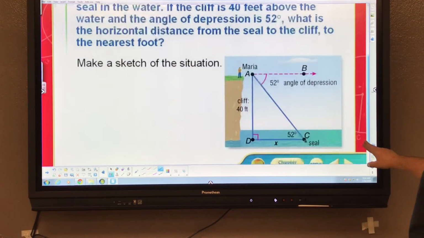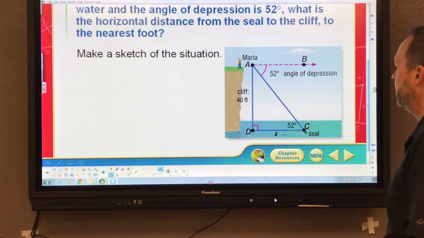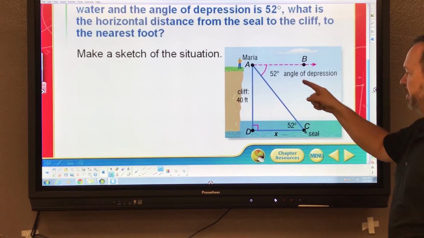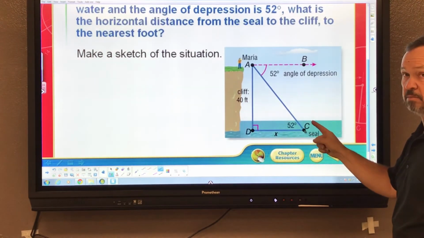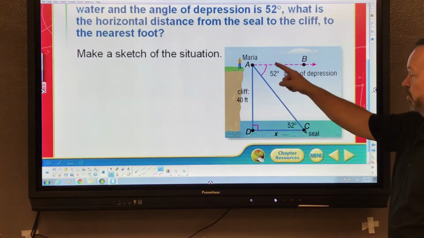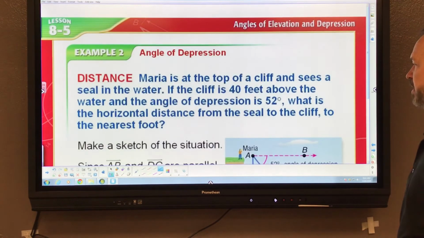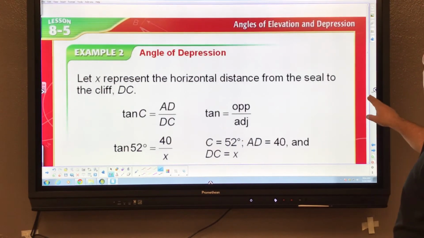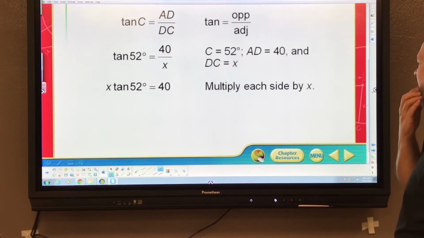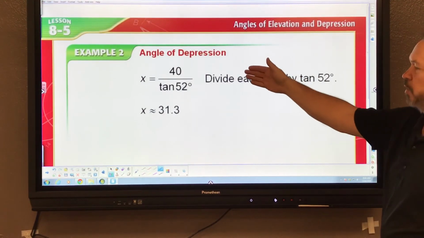Their picture's cuter than mine. All their pictures are cuter than mine, but I got the job done. You can see the angle of depression ended up being the same as the angle of elevation if the seal's looking back at her. And the 40-foot cliff and the horizontal distance. And so you can set that up. Let's see, here they did. And they got that, which led them to that, which is what we had.